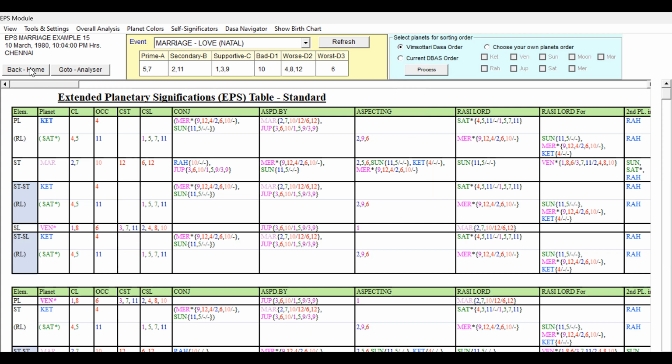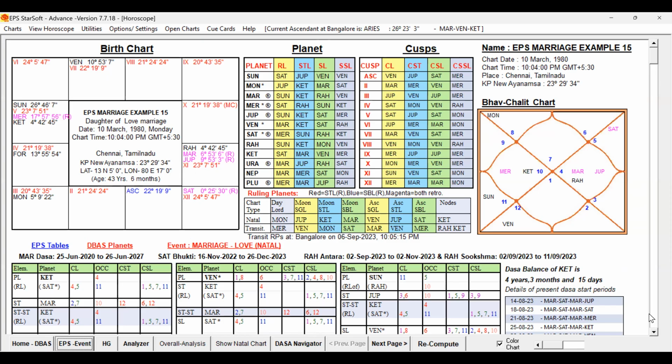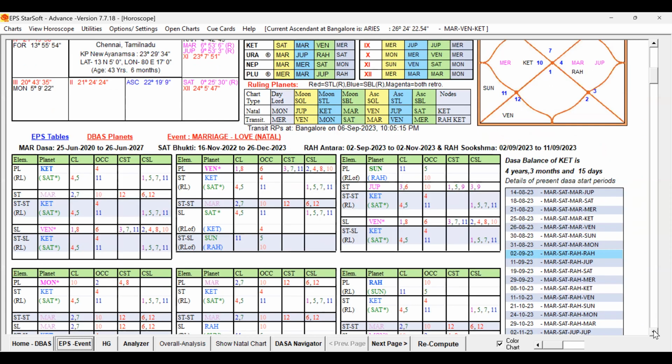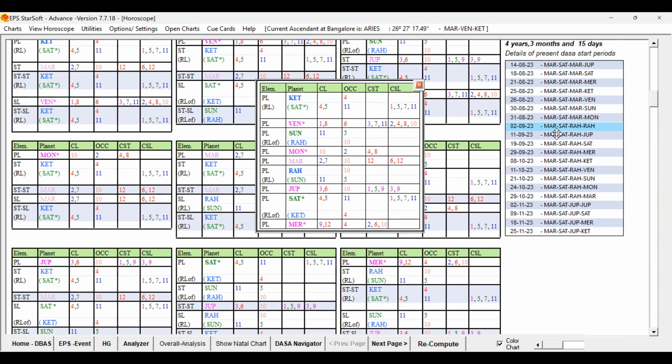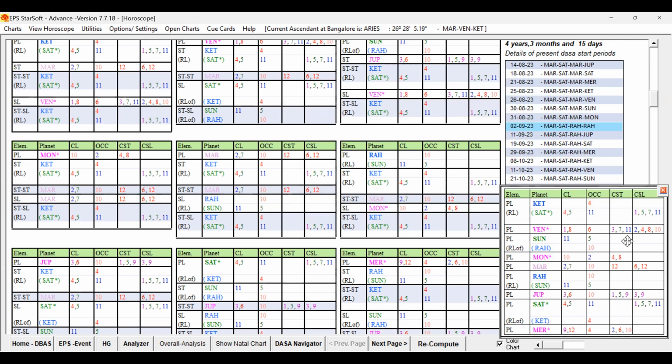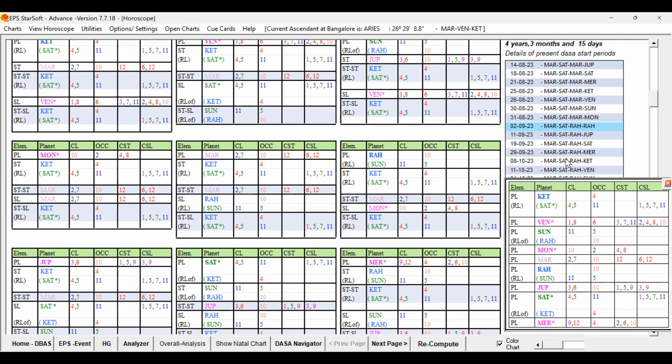Now what we have to do, we have to go to the home page and let us check the destiny. So bigger chart, so we'll have to scroll because tables are bigger. Let me open that self significations. And which is the seventh lord? Seventh lord is Mars. Seventh lord Mars, that itself is 6 and 12 cuspal sublord. So seventh lord is Mars, and it is weak but at the star level.